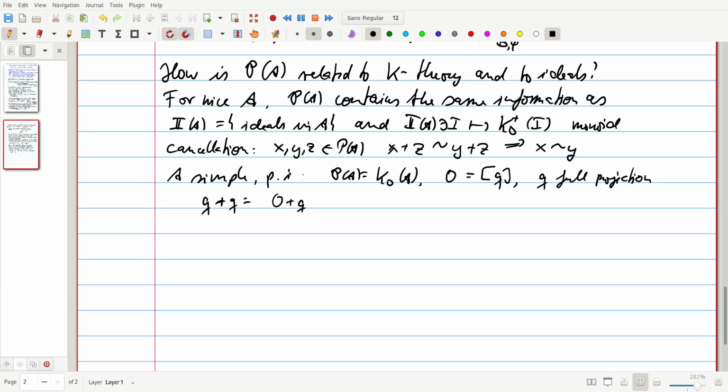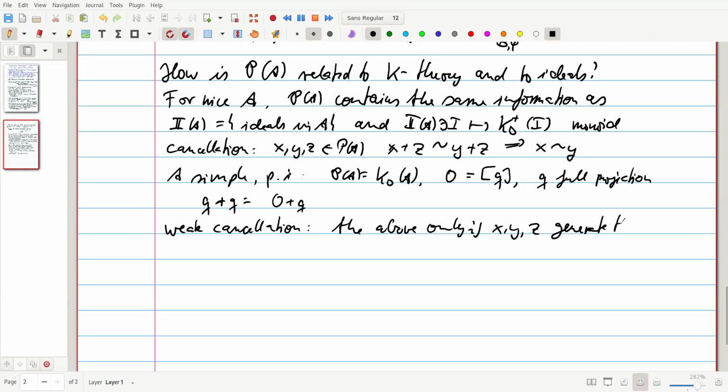But there's a weaker property. So, weak cancellation. So the above only holds if X and Y and Z, let's say, generate the same ideal.